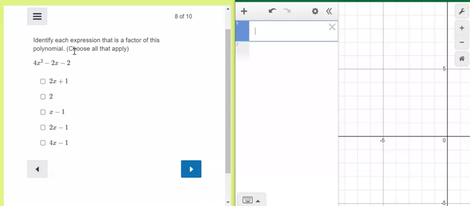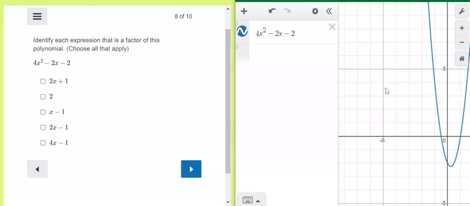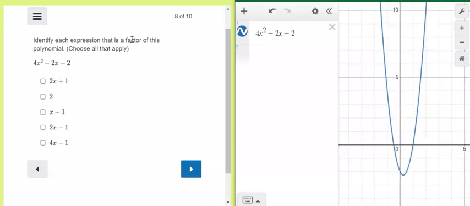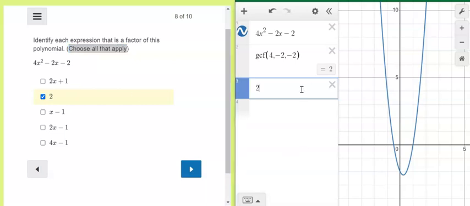All right, identify each expression that is a factor of the polynomial. So I'm going to do this without factoring and show you, like in the first question, how we did it using Desmos, where we thought about factors as x-intercepts. But remember that when you have three numbers here, the GCF is also going to be a factor. So for example, 4, -2, and -2. So 2 is a factor. You have to click that one. And then, because it's saying choose all that apply, we do have to pick each one. That part you're going to have to remember to do.